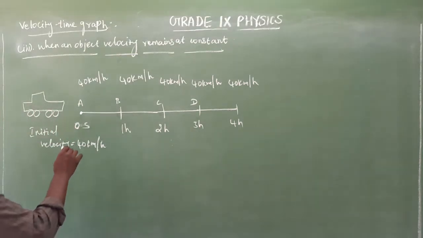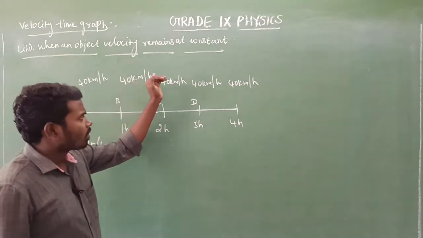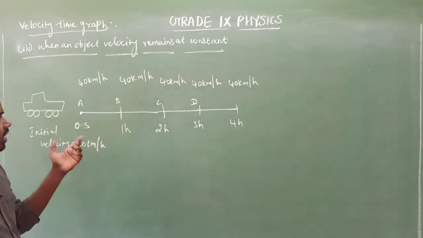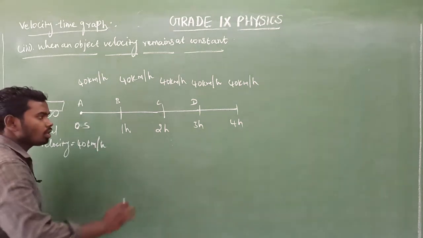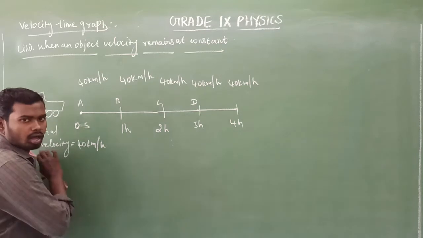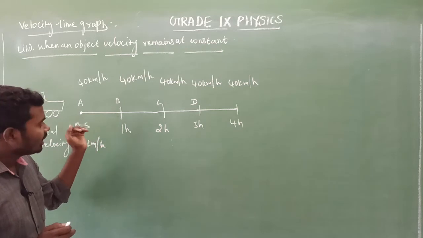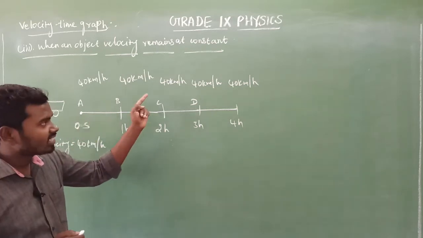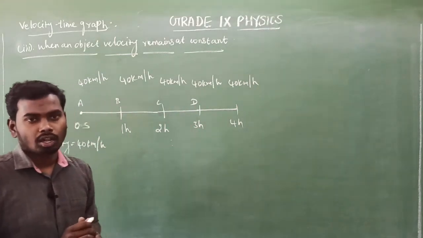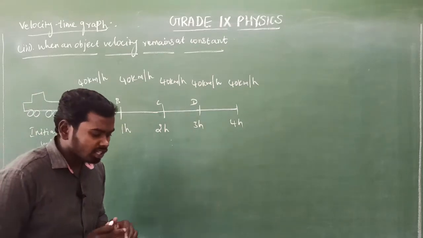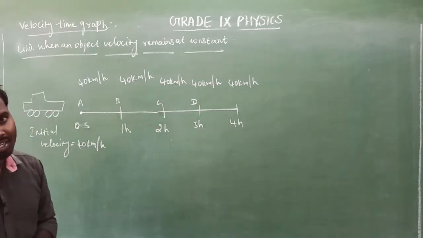So what is the interval here? Velocity interval 40 km per hour, whatever interval you take, here the velocity will be 40 km per hour. Am I right? Yes, your time also will be 1 hour, isn't it? Yes. Look here, in equal intervals of time, the velocity of the object remains constant. So whatever the time, the velocity remains constant.